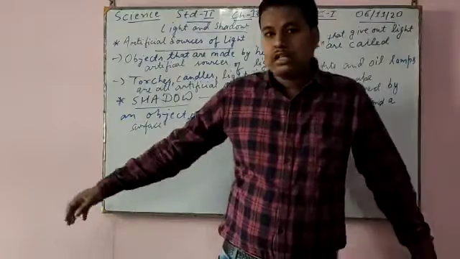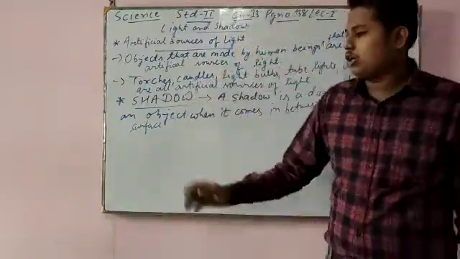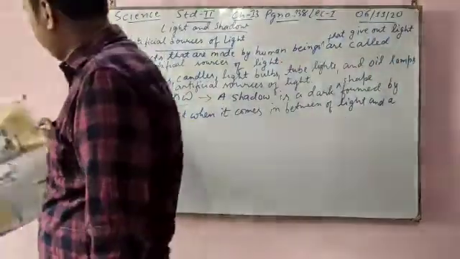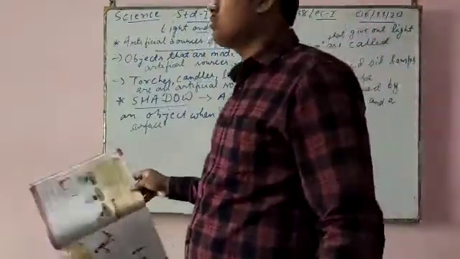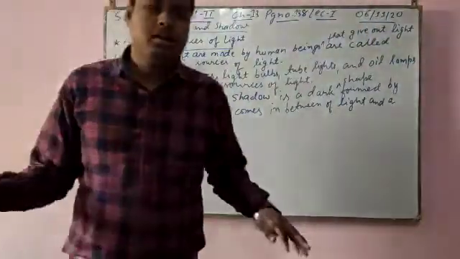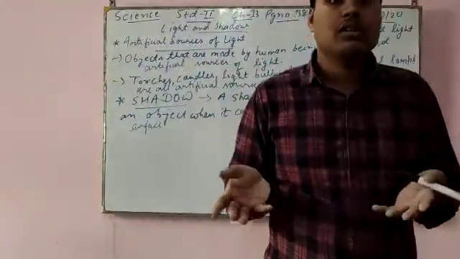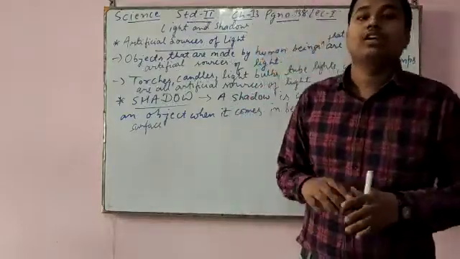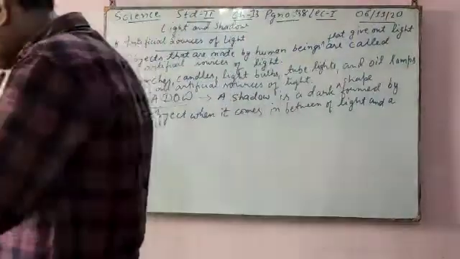If I am standing, assume me as an object, so my shadow will form. There are some books here, and if I keep a book here, it will also form a shadow, because in this room light is scattered. So whatever objects are kept in this room, all those objects will form some shadow, because they come in between light and a surface.